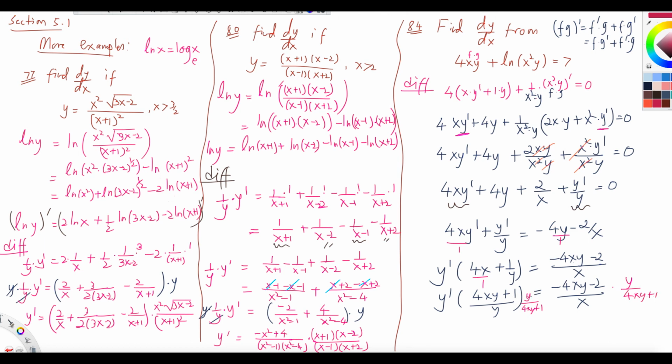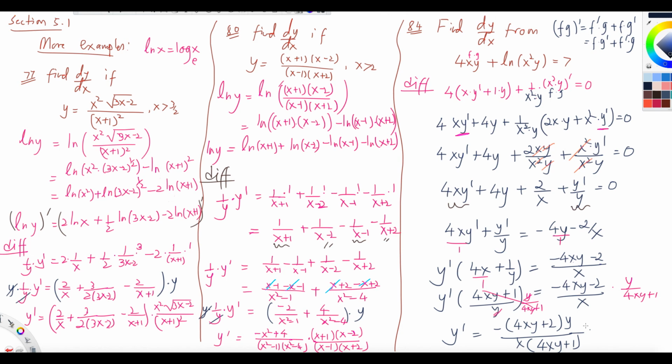What do you get? You cancel that. Okay? Because y cancels with y and then that thing cancels with that thing. Okay? So what do you get? Therefore, y prime equals to negative, you can write 4xy plus 2 times y divided by x times 4xy plus 1. Okay, guys? All right.